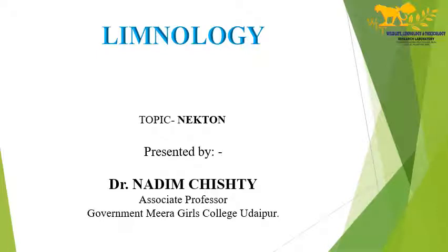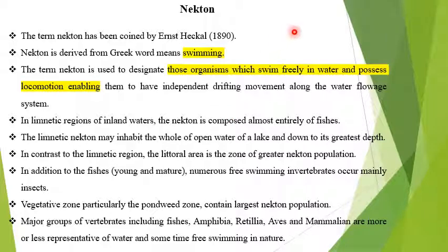Students, today's topic is nekton. The term nekton was given by Ernst Haeckel in 1890. Nekton is a term derived from the Greek word meaning swimming. Any organism which lives in water and has the capacity to swim is known as nekton.